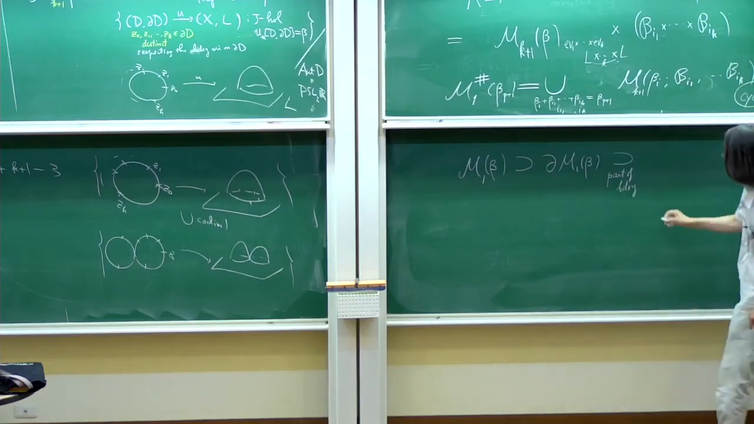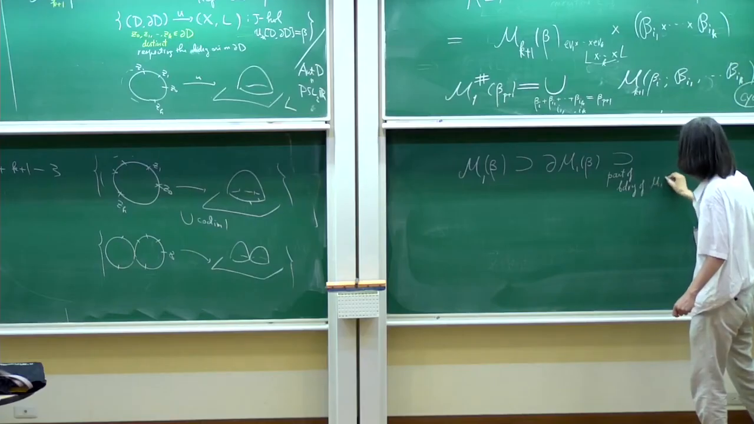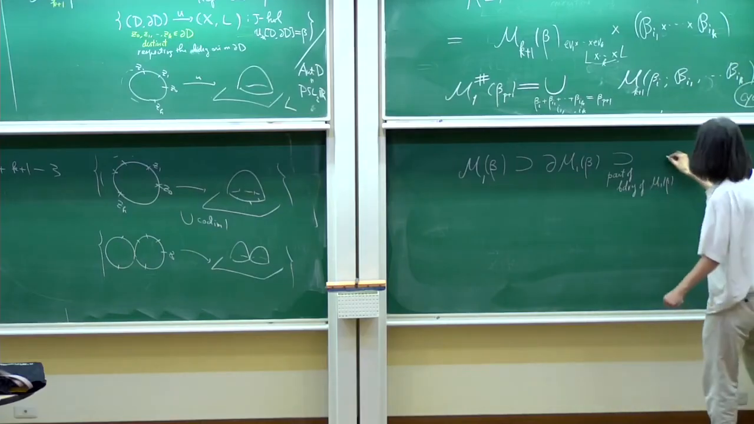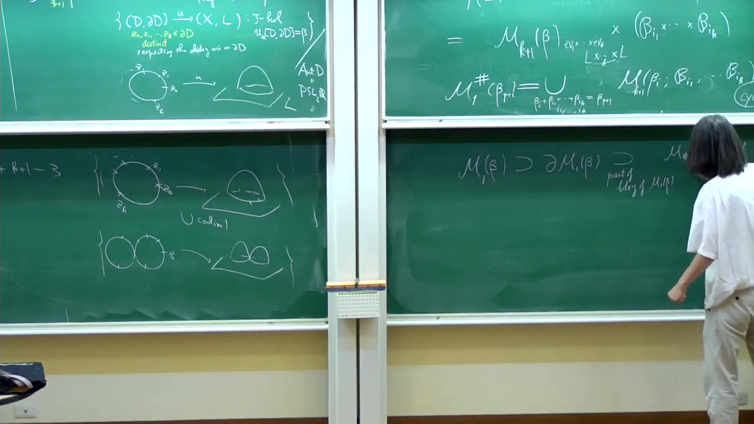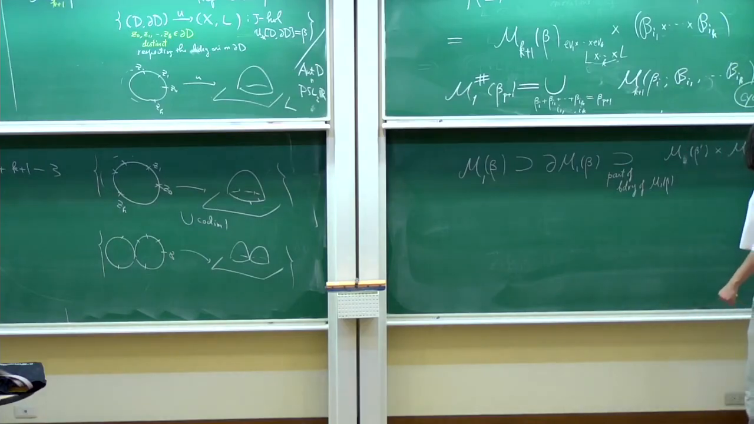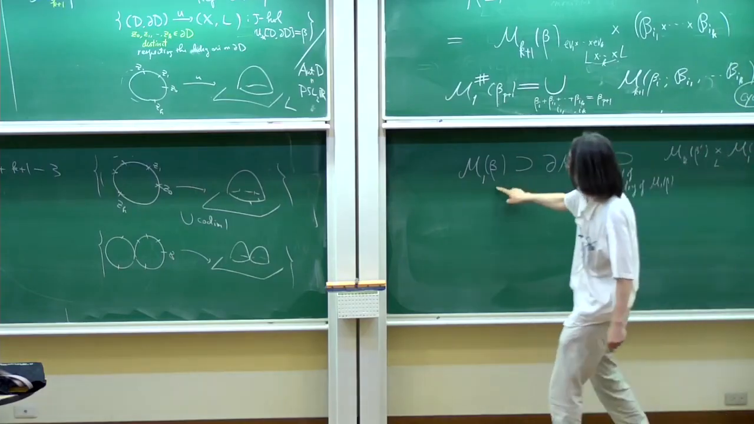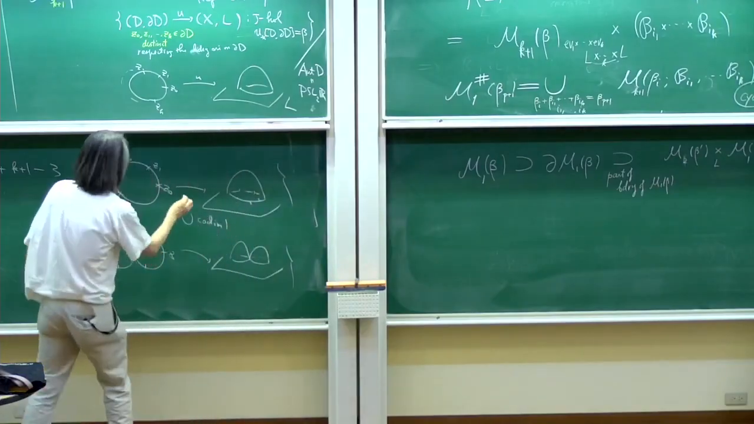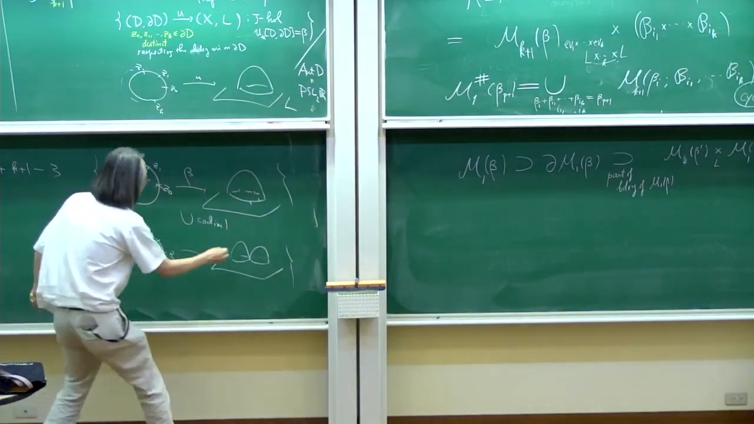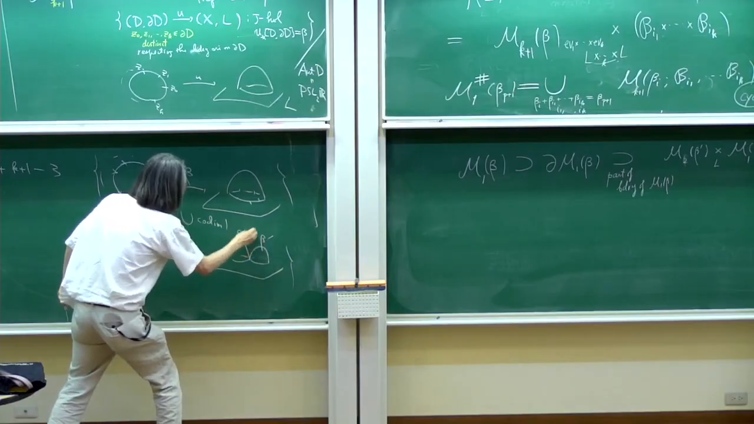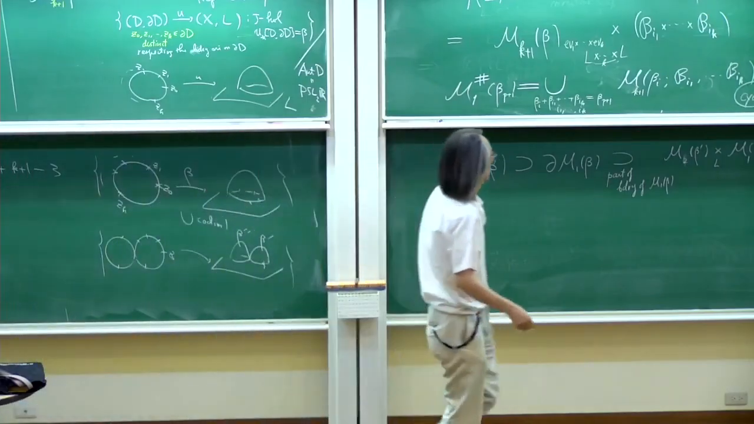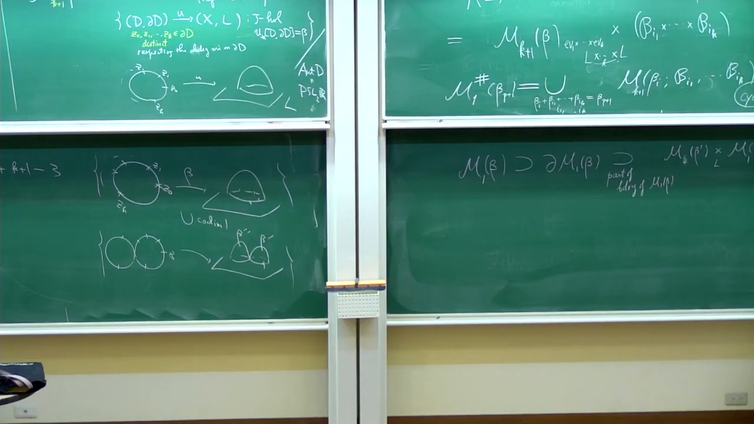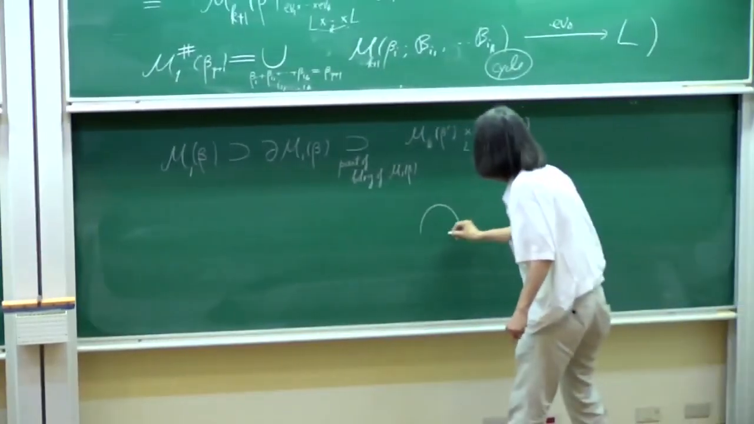Part of the boundary of this M1 beta contains this. Sorry, M2 beta and M1 beta overlap, right? So this one is this one, so it represents class beta. And then it may split this way, and then that is this one. Okay? So for this one, I have the following picture, right?